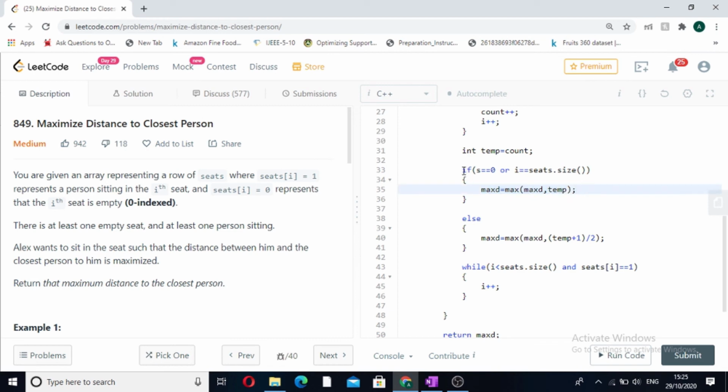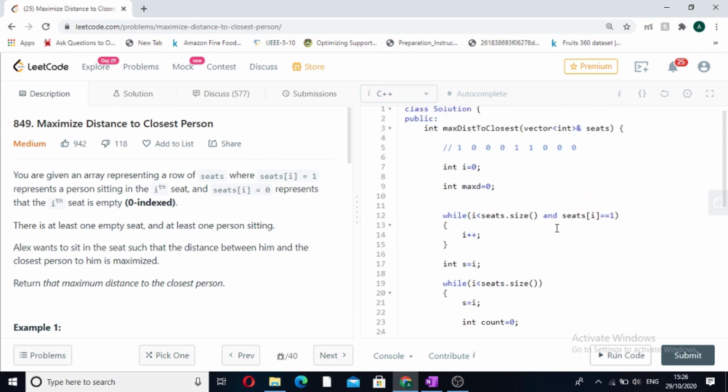Now this was the case when the zeros are present at either end of the array. Now if this condition does not run, then the else condition will run. It means that zeros are present in the middle of the array. So in that case we will simply do maxD is equal to max of maxD comma (temp plus 1) divided by 2. As I have told you earlier, we will take the middle. So (temp plus 1) divided by 2.